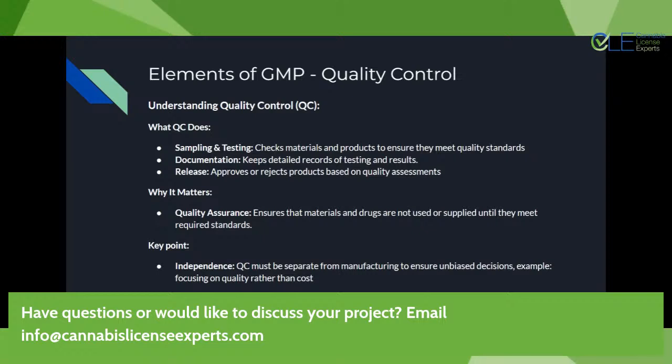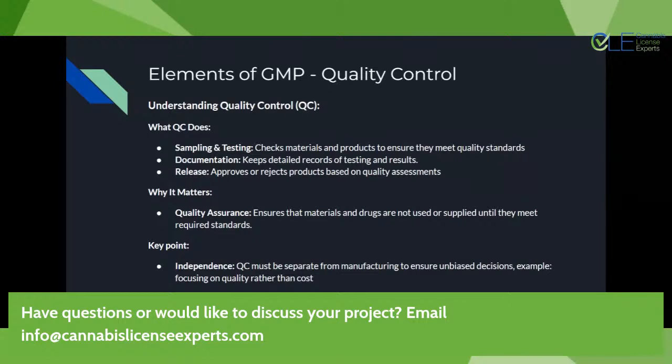Elements for quality control, continuing into understanding what quality control actually is. So what it does is sampling and testing: checking your materials and products to ensure that they meet those quality standards that you've previously outlined. It's your documentation, proving that you are doing testing and recording those results to ensure that you are maintaining the quality of your product, and the release, so approving and rejecting products based on the quality assessments and what your end goal was.